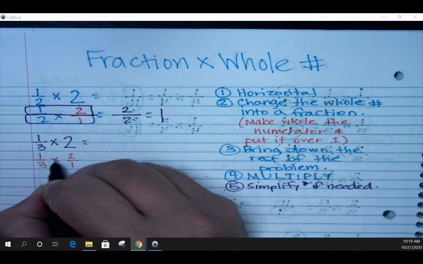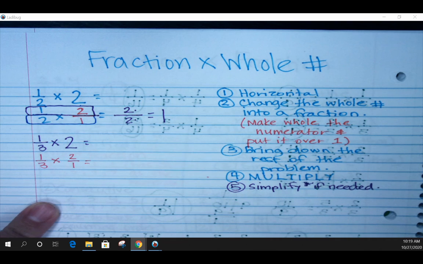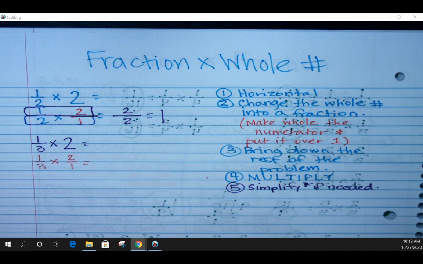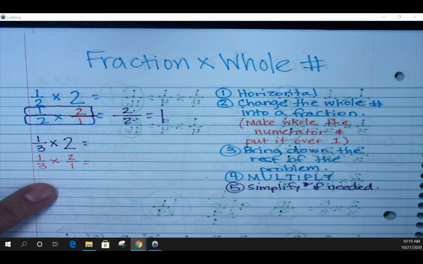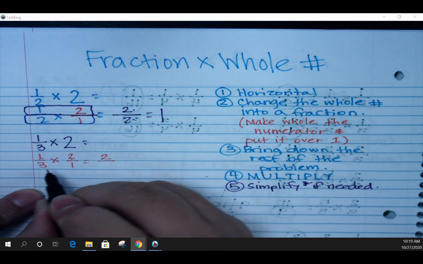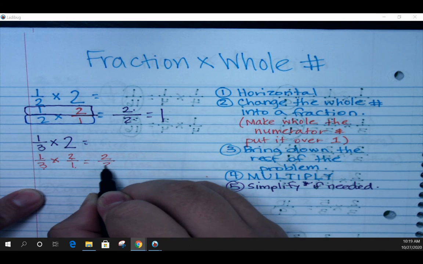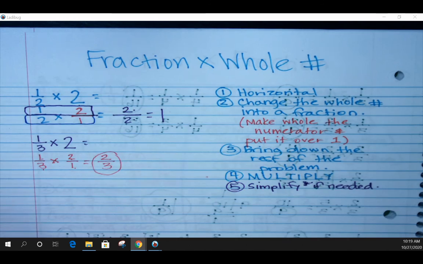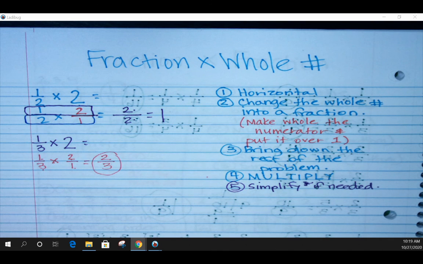1/3 times 2 over 1. Done. Now what? Multiply. 1 times 2 is 2. 3 times 1 is 3. 2/3. Is it simplified? Yes. What rule can I see that lets me know that's simplified, Law?